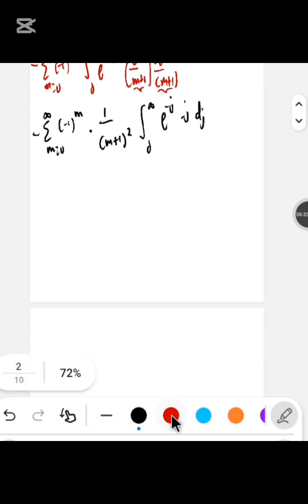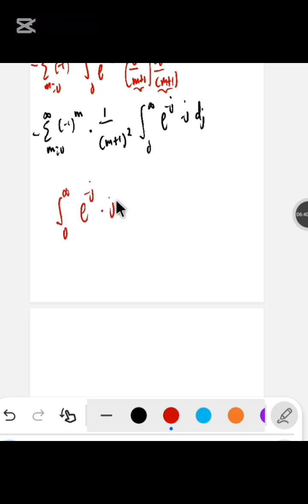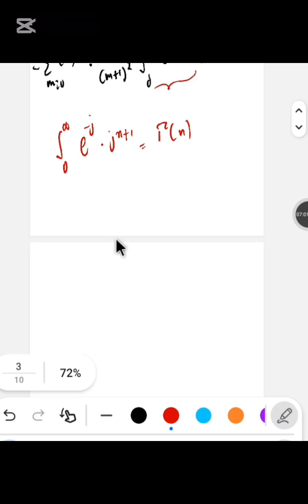Now, let me recall the gamma function. So gamma of n is the integral from 0 to infinity of e raised to the power of negative j, of j raised to the power of n minus 1. Take note of that, that will give us gamma of n. Now, in this case, we can rewrite our integral as follows. Sorry, n minus 1, I'm very sorry for that. n minus 1, and that's going to give us gamma of n.